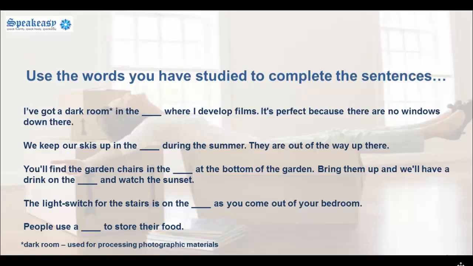You'll find the garden chairs at the bottom of the garden. Bring them up and we'll have a drink and watch the sunset. The light switch for the stairs is as you come out of the bedroom. People use to store their food.